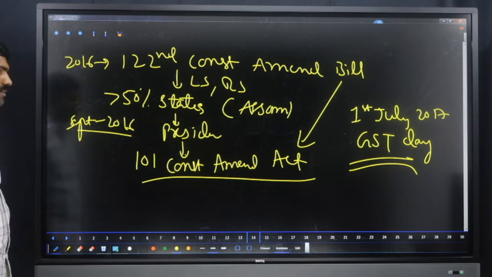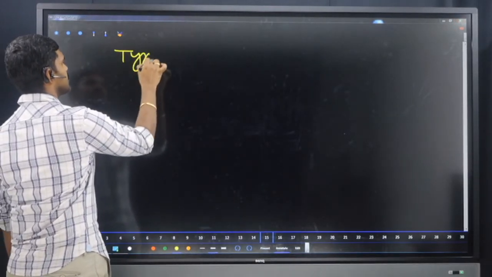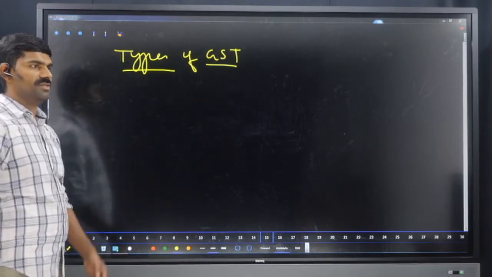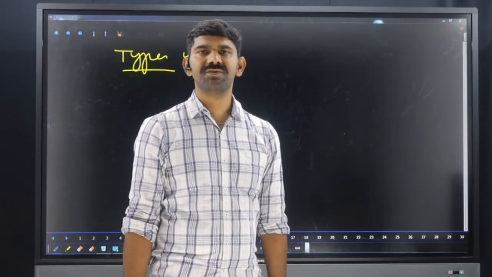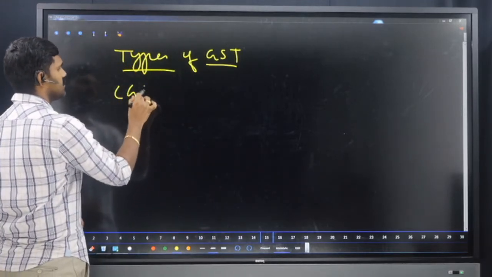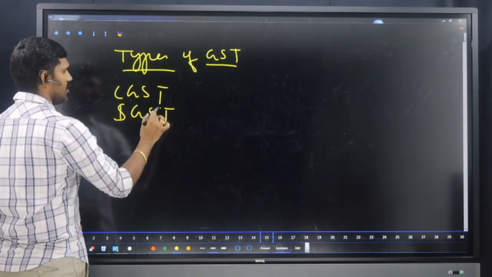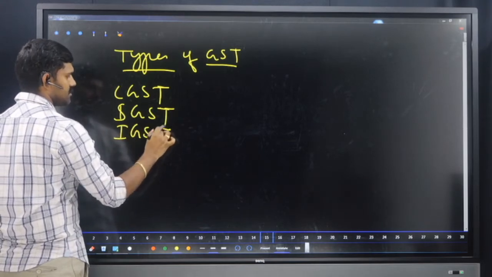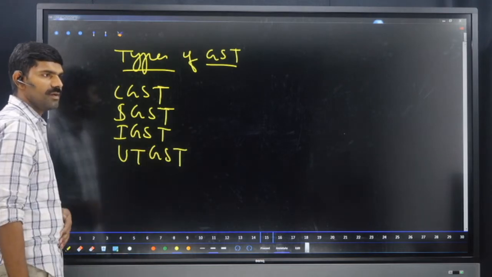Now let's go to types of GST. Any doubts, do ask me. Be very alert now. GST is of different types. One is called CGST, one is called SGST, one more is called IGST, and the other one is called UTGST.